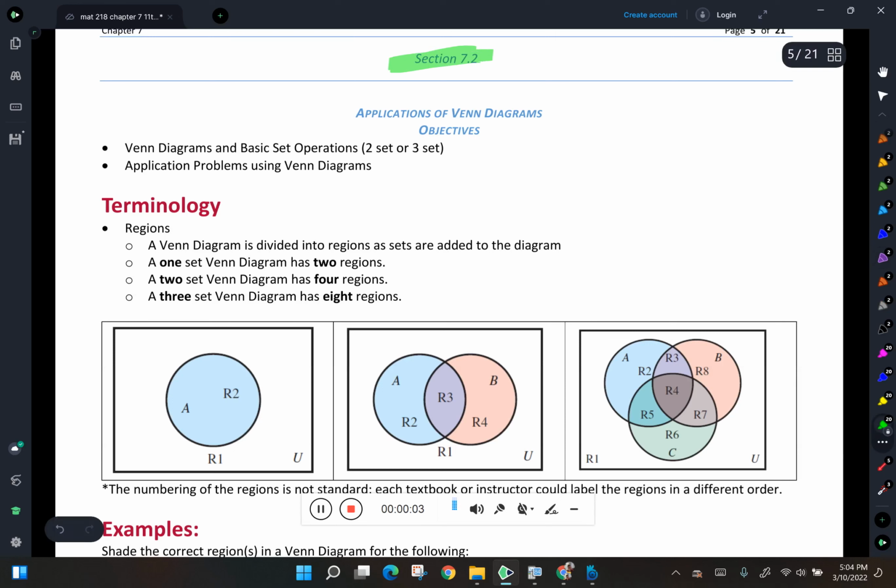Section 7.2. We're going to take a look at applications of sets using Venn diagrams, those pictures we talked about at the end of 7.1, to solve some set problems. But before we can get to solving the set problems, we have to define some things and work from there. So, Venn diagrams and basic sets, applications using Venn diagrams.